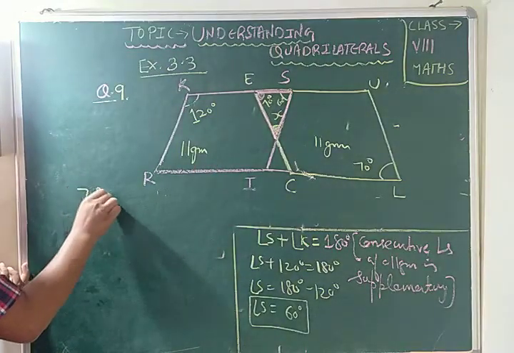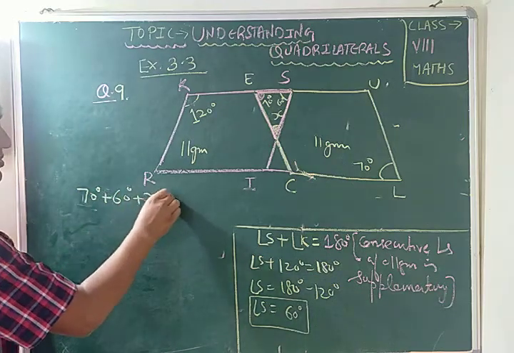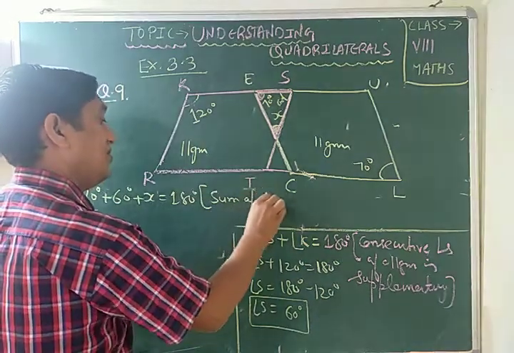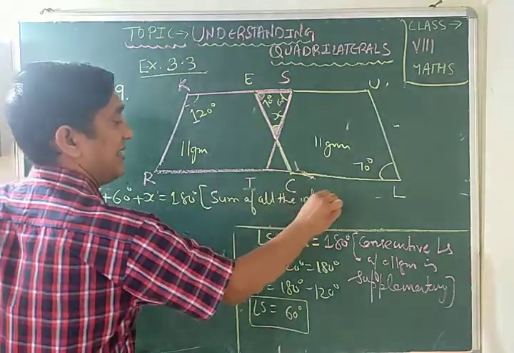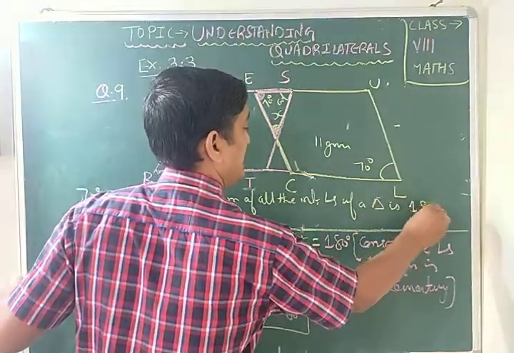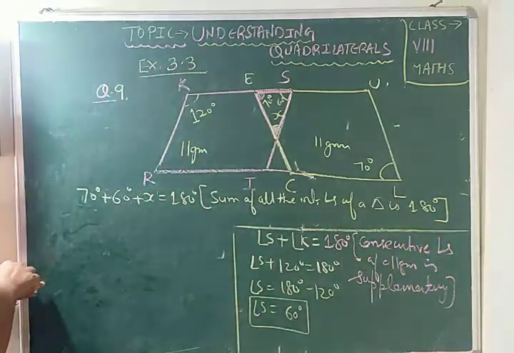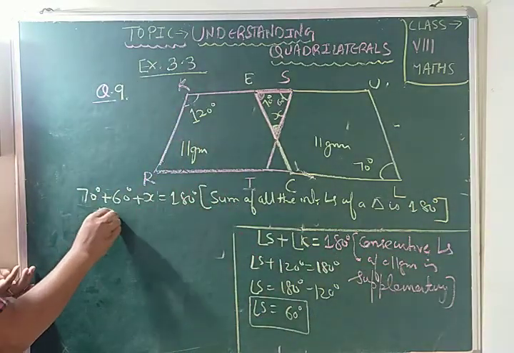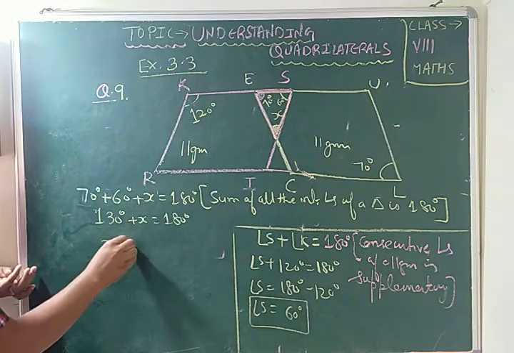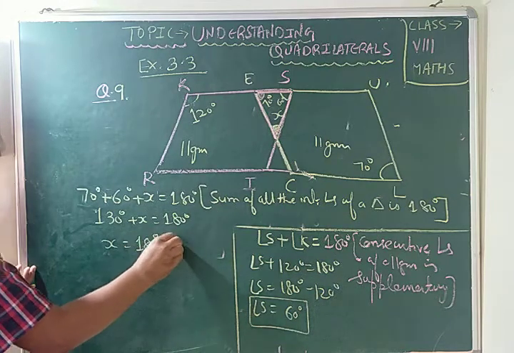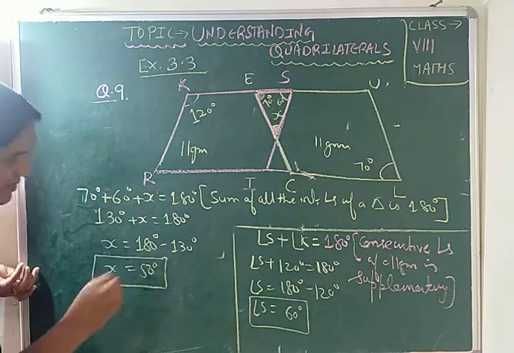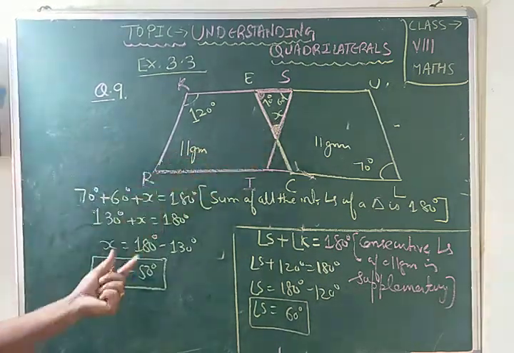So start, children. 70 degrees plus 60 degrees plus x is equal to 180 degrees. The sum of all the interior angles of a triangle is 180 degrees. Now it becomes 70 plus 60, that is 130, plus x is equal to 180. So x is equal to 180 minus 130, x is 50 degrees. Now the value of x is 50 degrees.